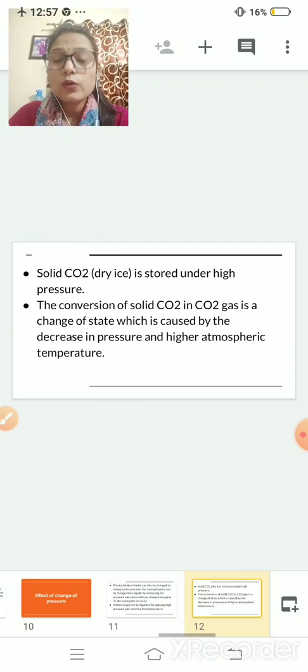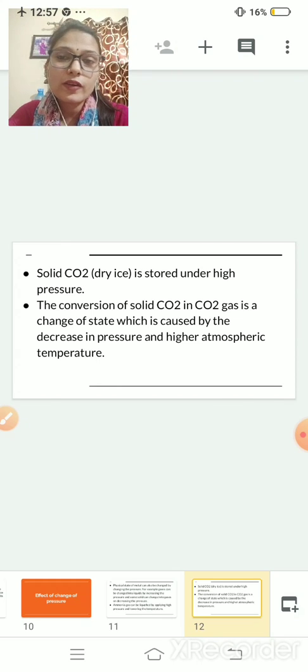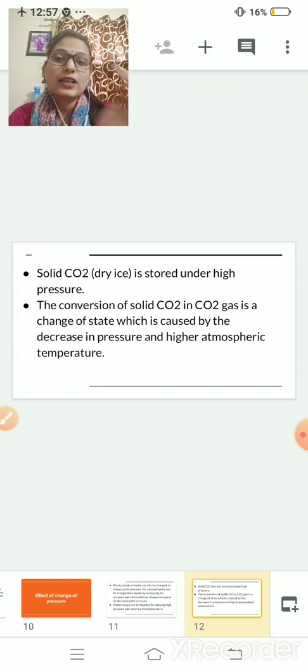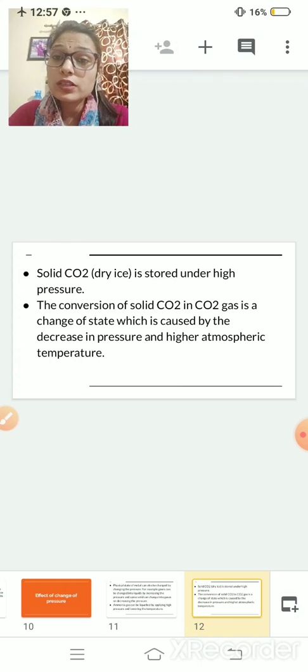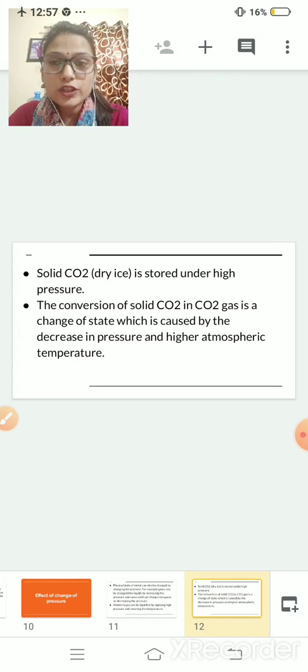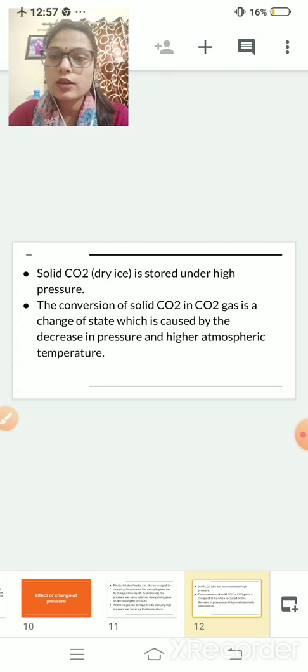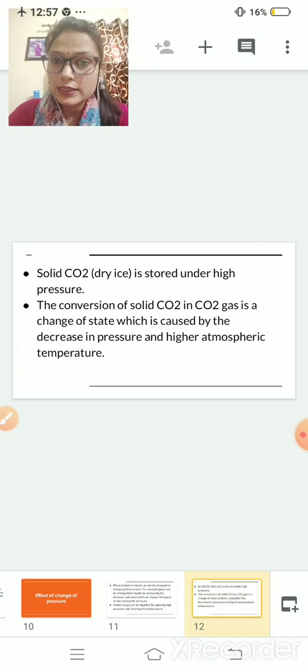Clear? Now, solid CO2. And what is solid carbon dioxide? I told you earlier, it is known as your dry ice. Dry ice is stored under high pressure. The conversion of solid CO2 into carbon dioxide gas is a change of state which is caused by decrease in pressure. If you decrease the pressure of solid carbon dioxide, the force of attraction between the particles of carbon dioxide will become less, and they can move here and there. And like this, you can change the solid CO2 into gas CO2.